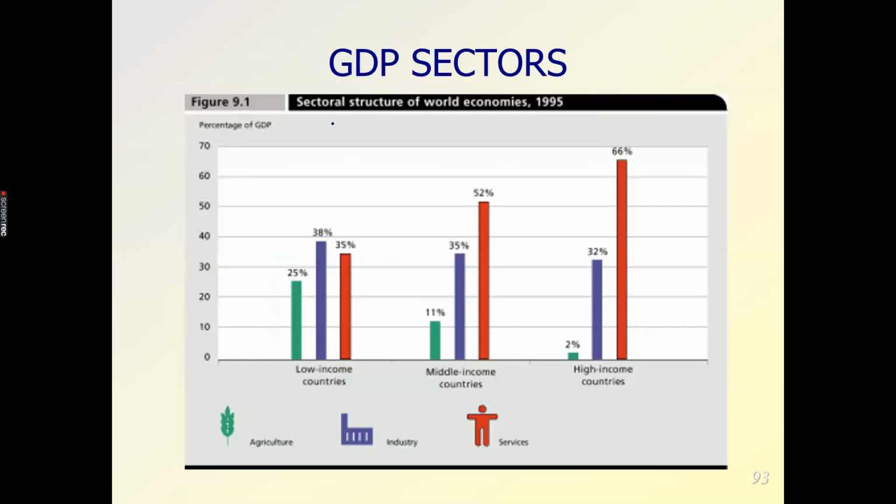We're going to just finish by looking at the GDP sectors. We call them the primary, the secondary, and the tertiary sector. Primary comes from one. The primary sector is agricultural production, okay? So everything that is produced using natural resources is considered the primary sector.